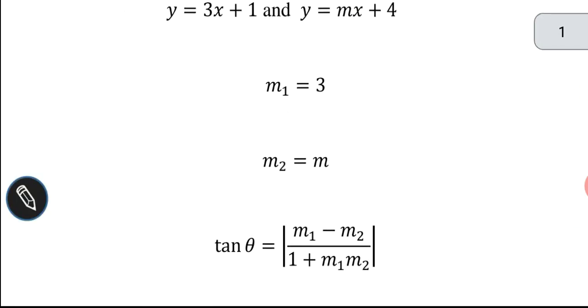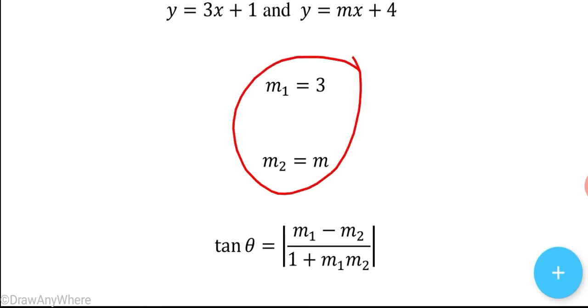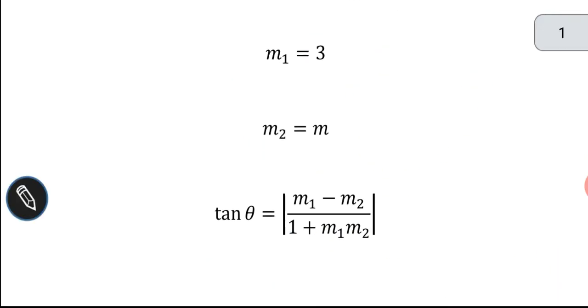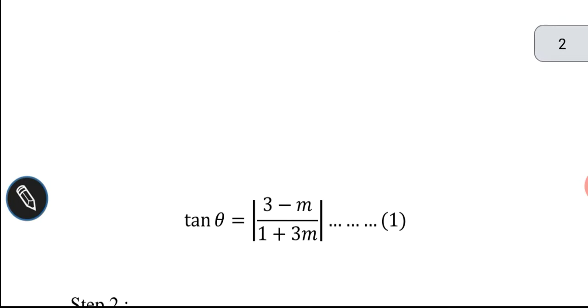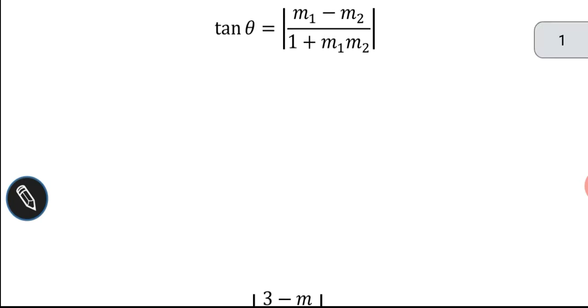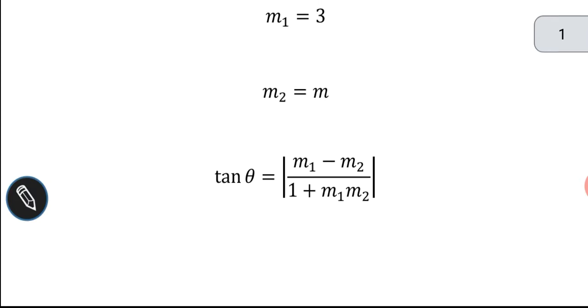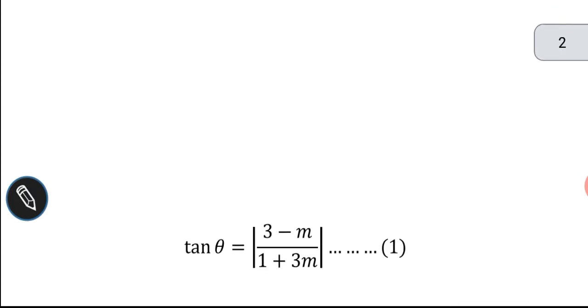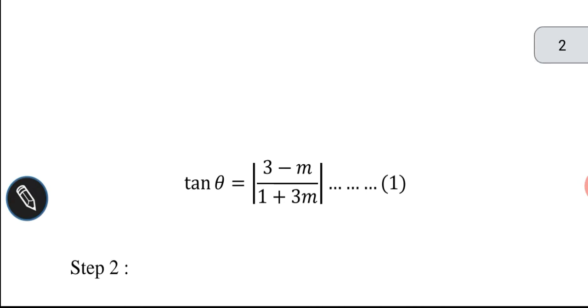The angle between the lines is given by tan theta equal to modulus of m1 minus m2 divided by 1 plus m1 m2. Now put the values of m1 and m2 in this equation. Here m1 is equal to 3 and m2 equal to m. So plug in the values: tan theta is equal to 3 minus m divided by 1 plus 3m. Let it be equation number 1.